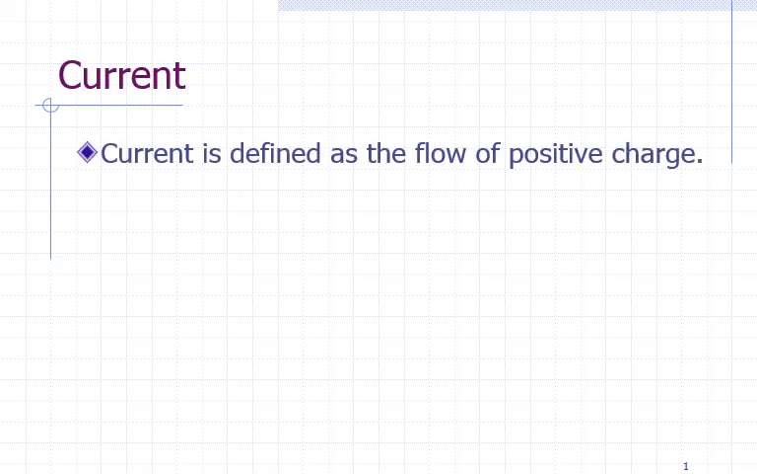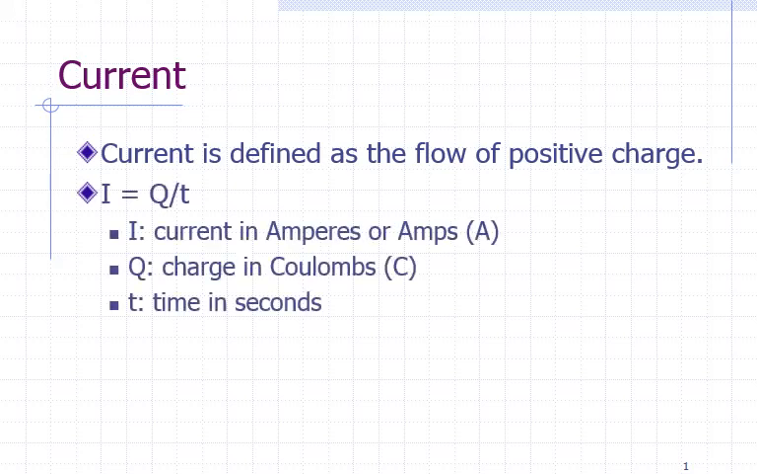So current is dealing with the flow of positive charge. Remember Ben Franklin talked about what they thought static electricity was coming from, glass versus rubber or resin. And the convention is stuck, and we've stuck with the current being the flow of positive charge, even though really it's electrons going the other way.